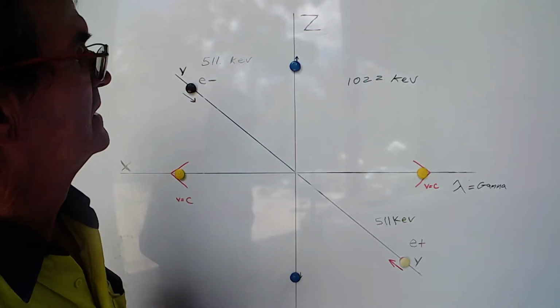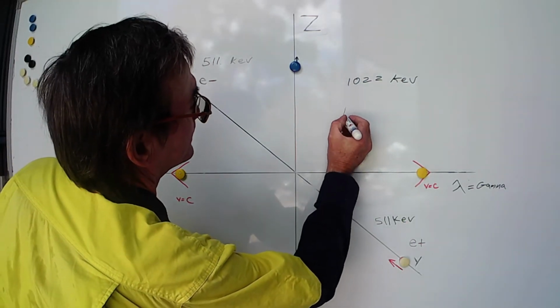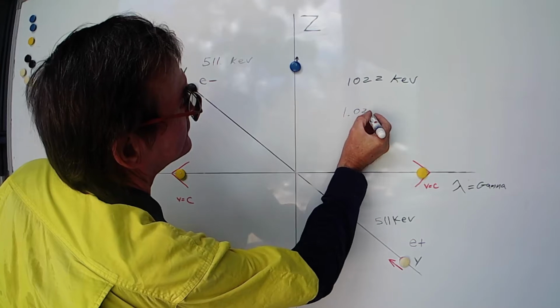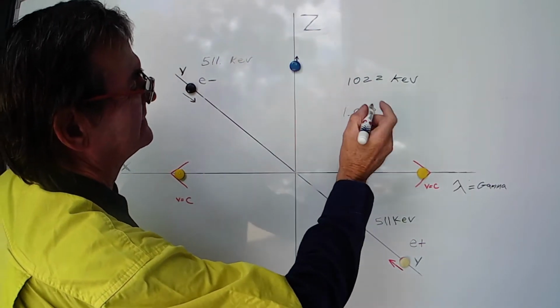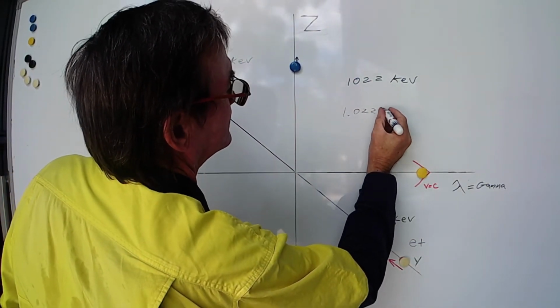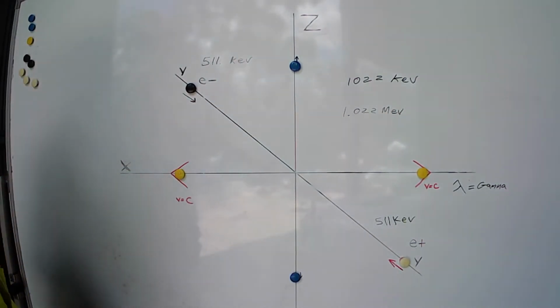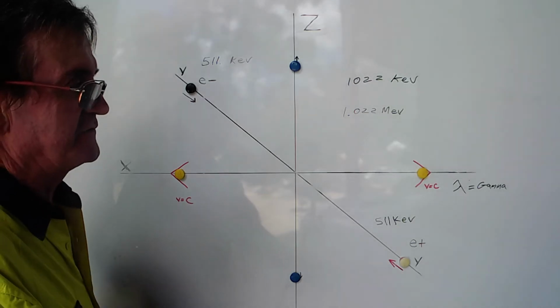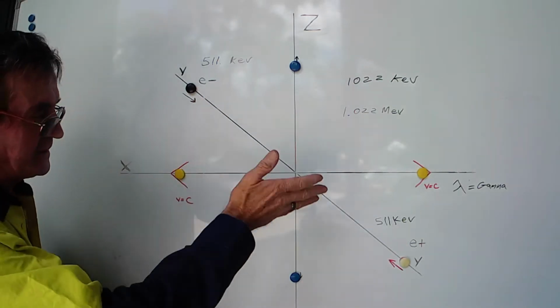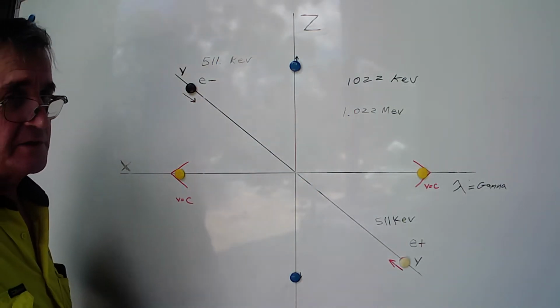Yeah, it can be written as 1.022, it's actually slightly above this, million electron volts. I don't even have to look this up, I don't have to Google it, this is in my head, this has been in my head for nearly 30 years.